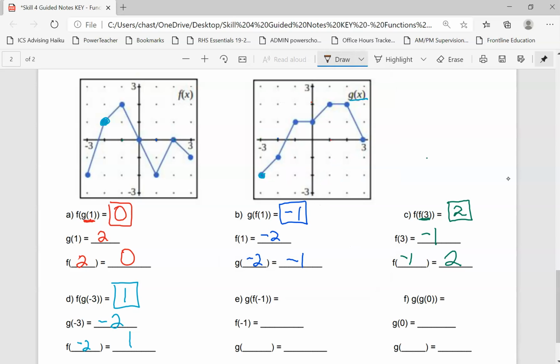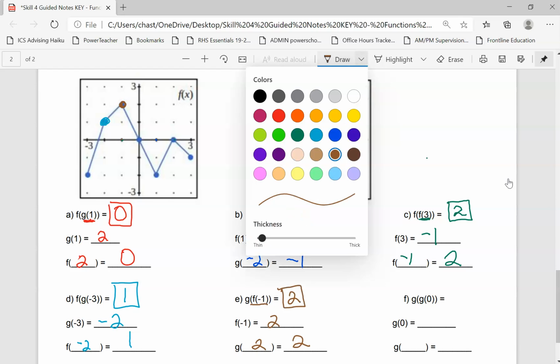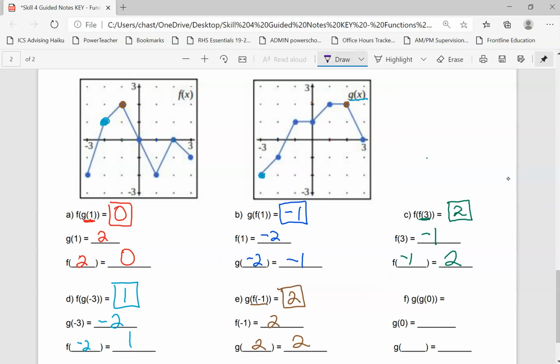For the next one, I am finding f of -1 first. f of -1 is 2. Then I go to my g function and find g of 2, which is also 2. Okay. And then the last one, I'm going to do g of g of 0. So g of 0, go to 0, and we get 1. Then I find g of 1, which is 2. So g of g of 0 is 2. And that is how we do compositions with graphs. We'll now have a chance to do some practice with it.